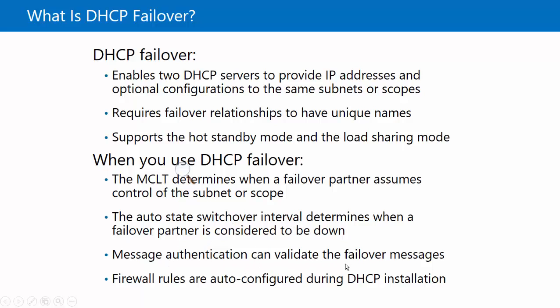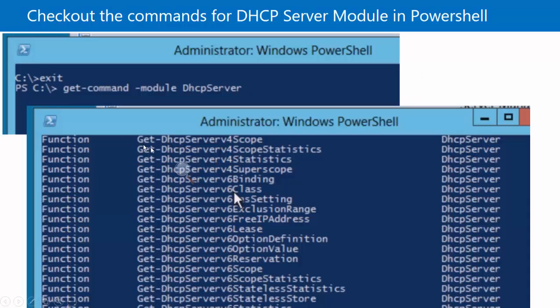Message authentication can validate the failover messages. Firewall rules are auto configured during DHCP installation. When you install DHCP, if the firewalls are on, the firewall rules are automatically configured, right? There are many PowerShell commands for the DHCP server as well.